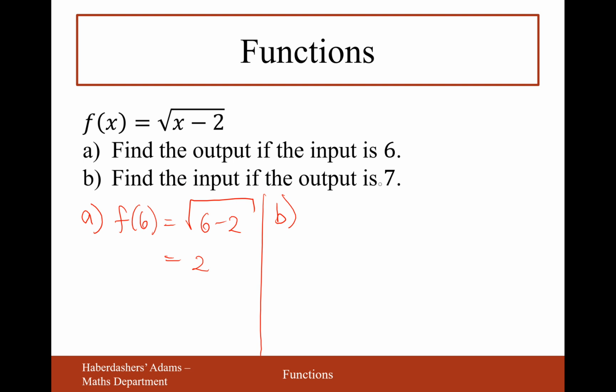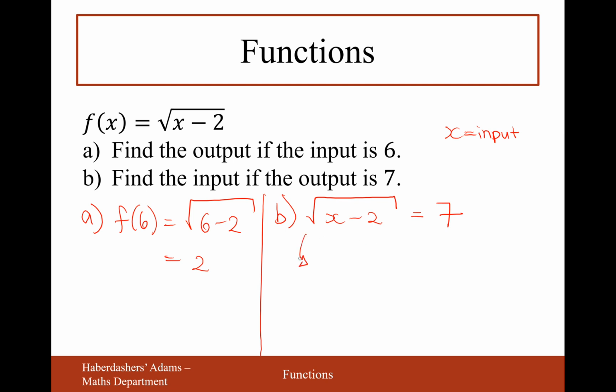Moving on to part B now. Find the input if the output is 7. So that means we need to set up the function equals the output of 7. 7 is the output and we want to find the input, which is x. X equals input. So let's rearrange this equation then.